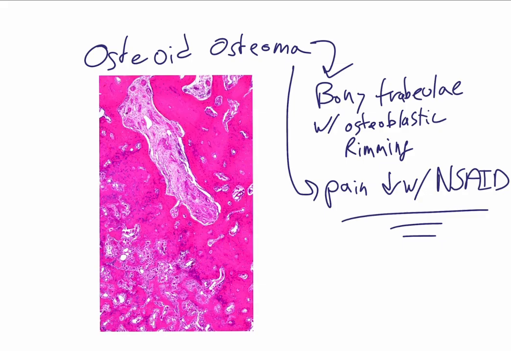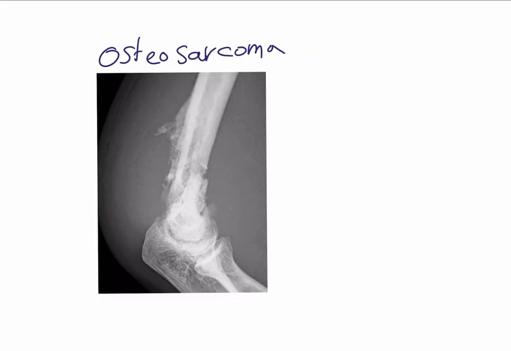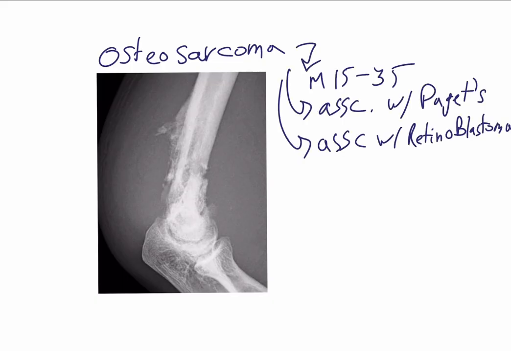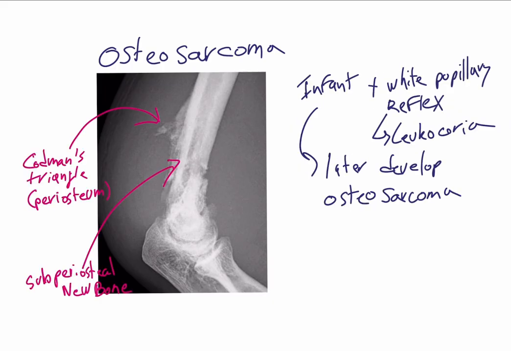Next up, we're going to give you osteosarcoma. This is the second most common bone cancer after multiple myeloma. And this typically affects males aged 15 to 35. Obviously, it can also occur in older patients with Paget's disease or with familial retinoblastoma gene, RB gene mutation. So for instance, they might give you a kid with enucleation of the eye or a white pupillary reflex known as leukocoria and might later develop osteosarcoma.